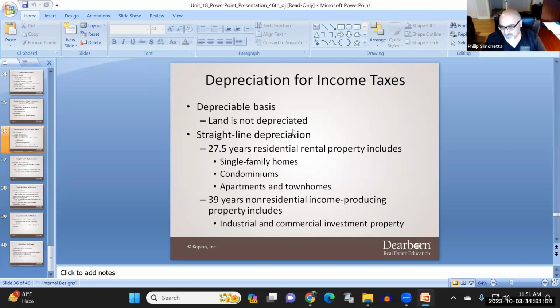Okay, never. There's straight line depreciation, and you have to remember these years. It's 27 and a half years for residential rental property. That includes single family homes, condominiums, apartments and townhomes. And 39 years for non-residential income producing property. That's industrial and commercial investment property. Those are the depreciation terms: 27 and a half for residential, 39 for anything industrial and commercial, right?